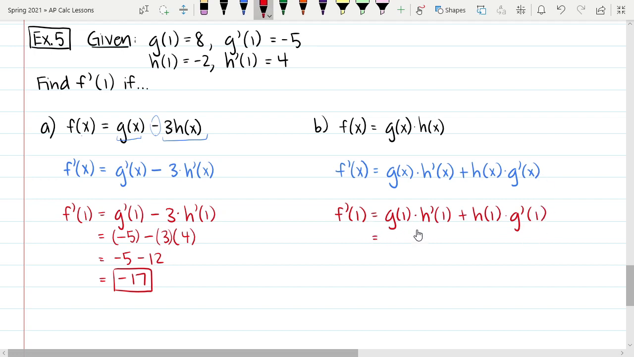And now when I substitute all of those values, so g of 1 we know is 8, h prime of 1 is 4, h of 1 is negative 2, and g prime of 1 is negative 5. 8 times 4, that's going to give us a 32, plus I have negative 2 times negative 5, and that's a positive 10, and finally we get 42.